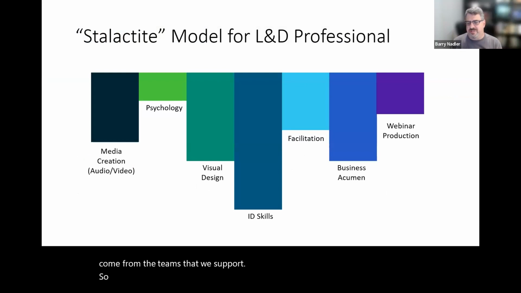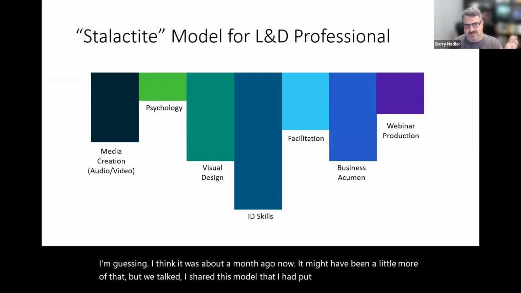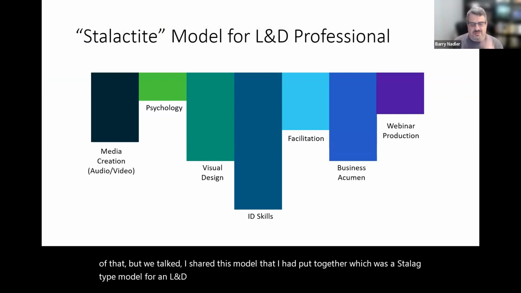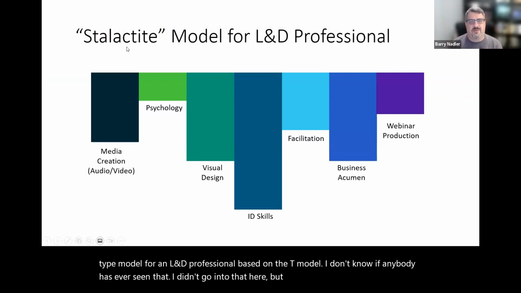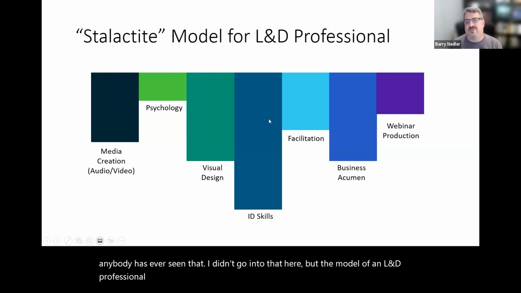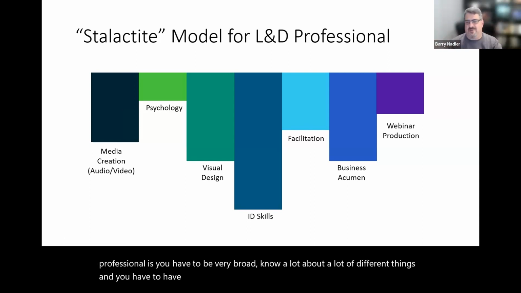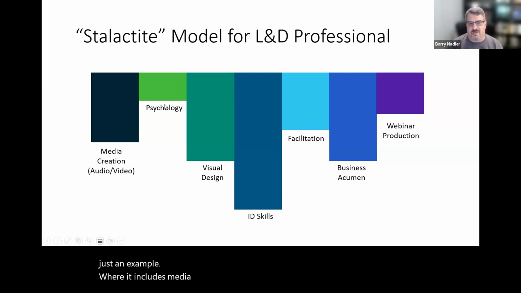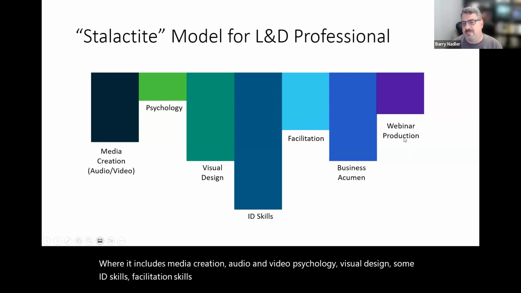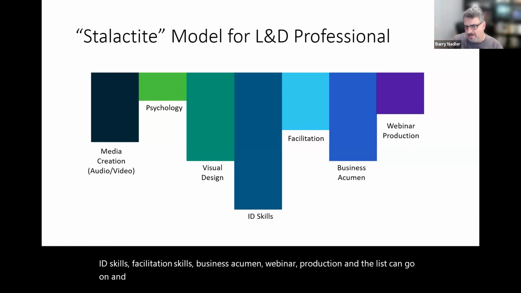So in the session that we did, I think it was about a month ago now, it might have been a little more of that, but I shared this model that I had put together, which was a stalactite model for an L&D professional based on the T model. I don't know if anybody has ever seen that. I didn't go into that here, but the model of an L&D professional is you have to be very broad, know a lot about a lot of different things, and you have to have different skill sets in different areas to meet that. And this is just an example where it includes media creation, audio and video, psychology, visual design, some ID skills, facilitation skills, business acumen, webinar production, and the list can go on and on depending on what part of the business you work in.